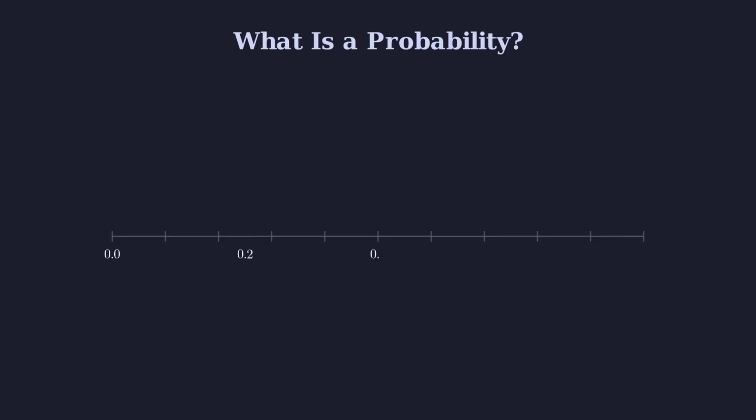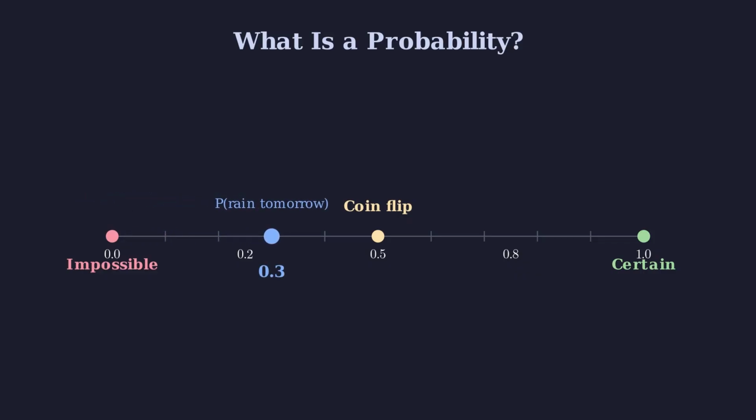What is a probability? A probability is a number between 0 and 1 that measures how likely something is to happen. 0 means impossible. 1 means certain. Everything interesting lives in between. When we write P of A, we mean the probability of event A happening. P of A equals 0.3 means there is a 30% chance of A.